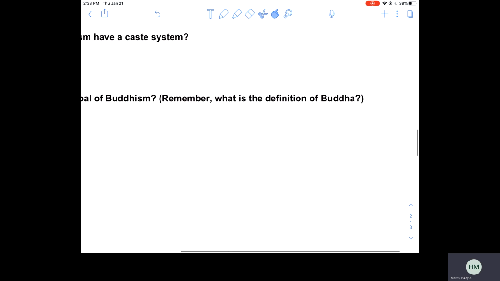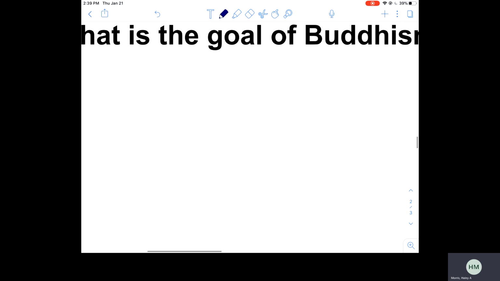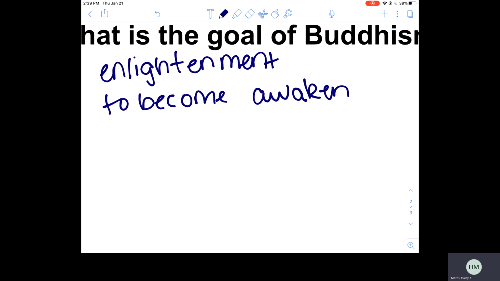And what is the goal of Buddhism? What is the definition of Buddha, it says? So if we look in our notes, we can see that Buddha means the awakened one, right? And so the whole goal is to become enlightened. So you can say enlightenment, to become awakened, which just means to have a deep understanding of life and of the world.